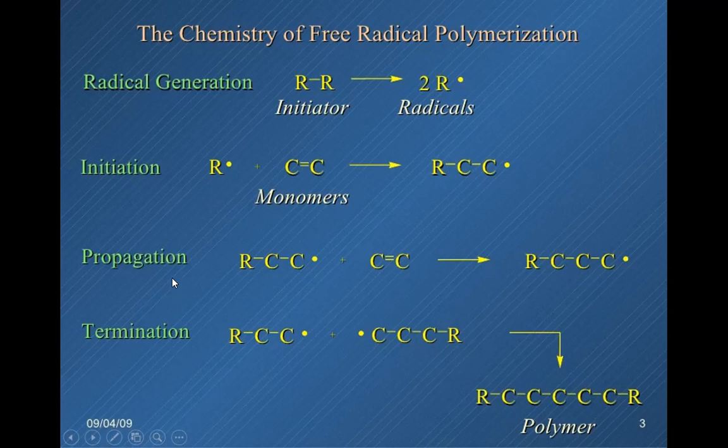Coming to the propagation step, whatever product formed in the initiation step reacts with another monomer. In this way, chain growth takes place. Here also the same type of mechanism is involved: the bond cleavage takes place, one electron goes to this carbon and one to the other carbon. This electron and this electron form a bond, leaving behind one electron on this carbon. In this way, the chain growth takes place.